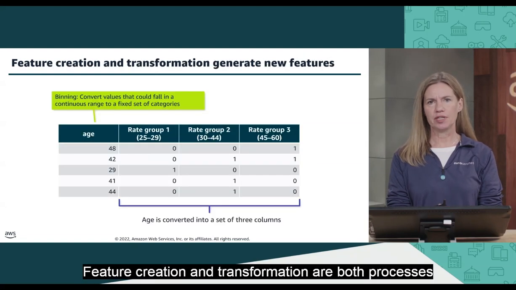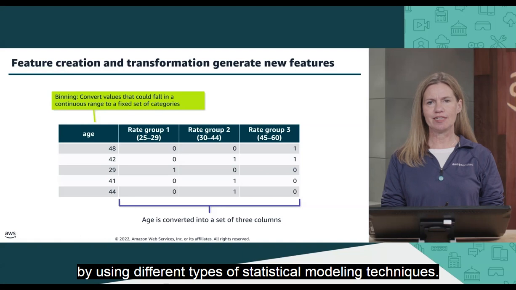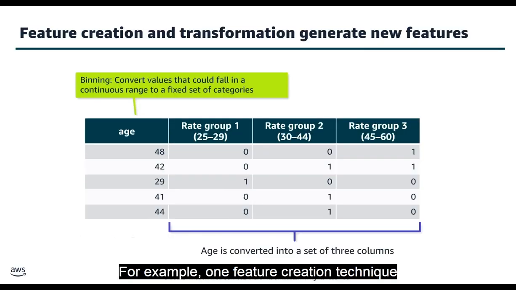Feature creation and transformation are both processes that generate new features from existing features by using different types of statistical modeling techniques. For example, one feature creation technique is called binning. With binning, you convert continuous data into groups, also called bins. By grouping the items, you provide a fixed number of values to work with, which is easier for the algorithm to work with.